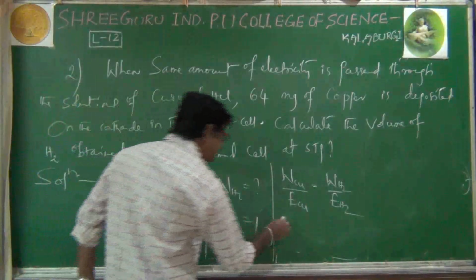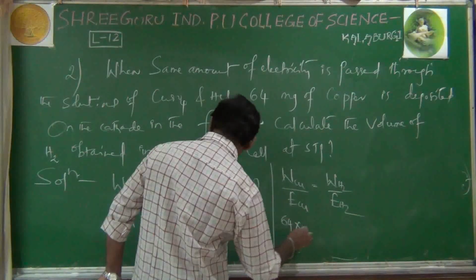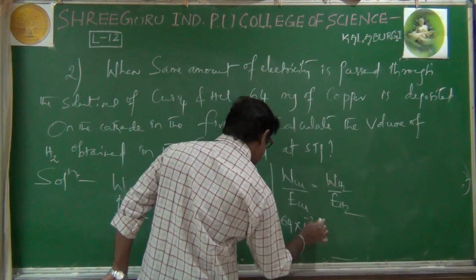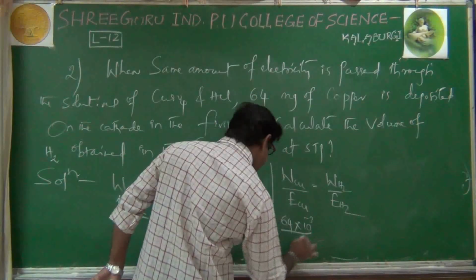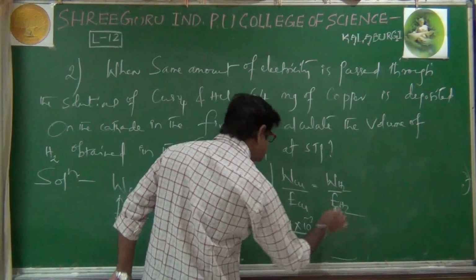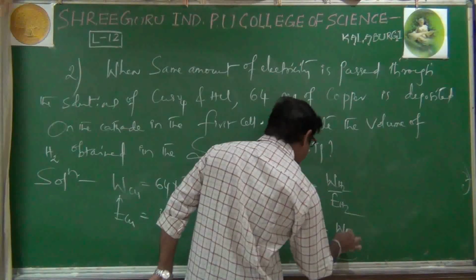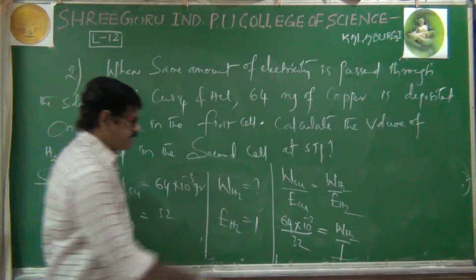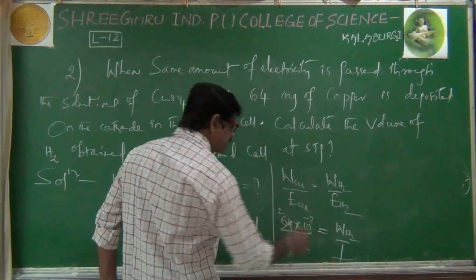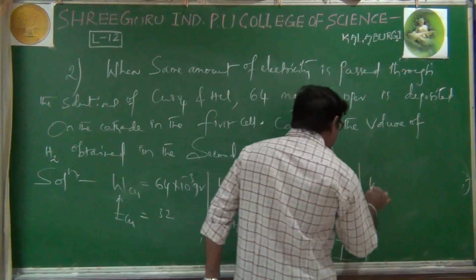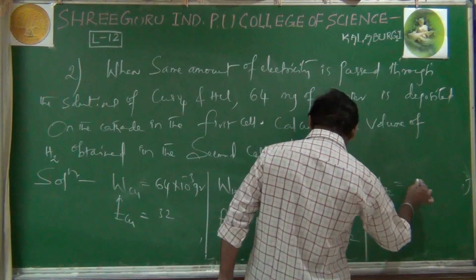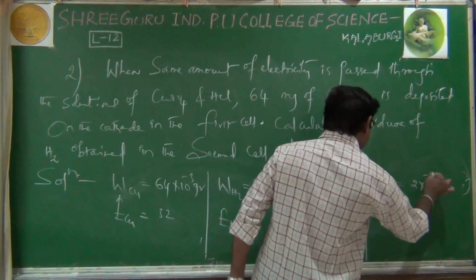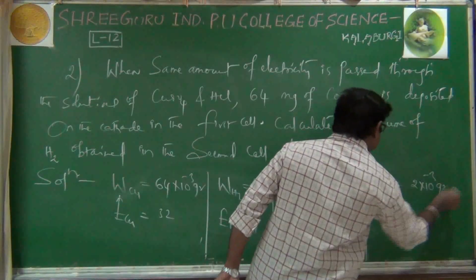We will substitute the values. Mass of copper is 64 into 10 to the power of minus 3, divided by the equivalent mass 32, is equal to mass of hydrogen, that only we are calculating, divided by the equivalent mass 1. Then 32 twos are 64. Therefore, the mass of hydrogen is equal to 2 into 10 to the power of minus 3 grams.